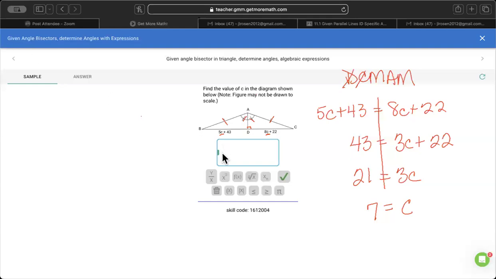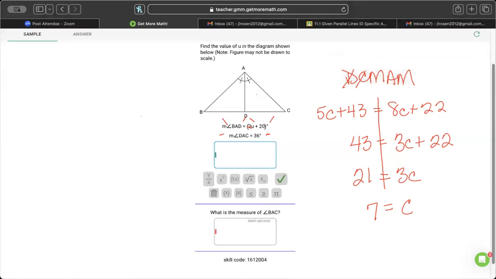And again, if you wanted to make sure you were right, you could plug them in. And as long as the answers come out equal, then you know you've got it right. Okay. So this whole section is all about setting up your congruent sides and being able to solve them. Ooh, this one looks a little different.